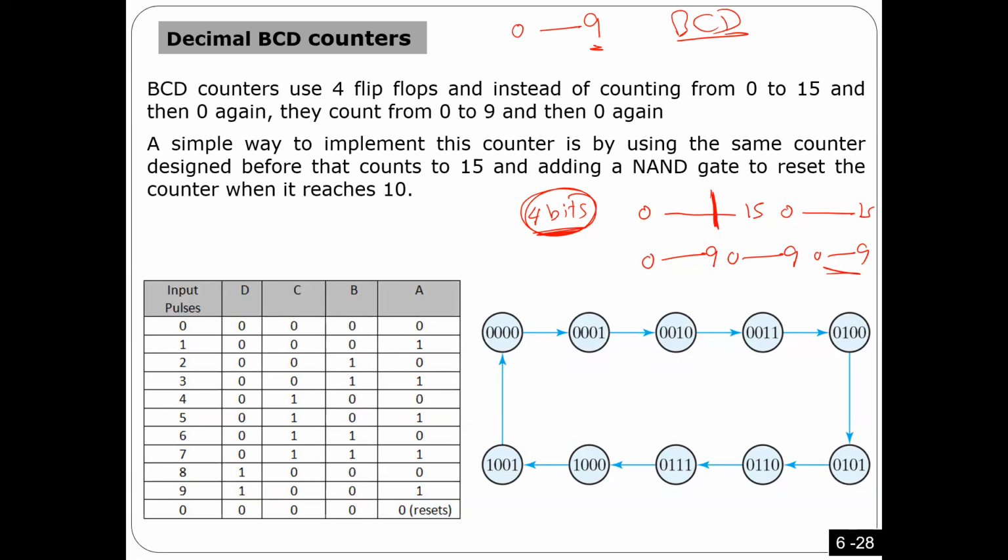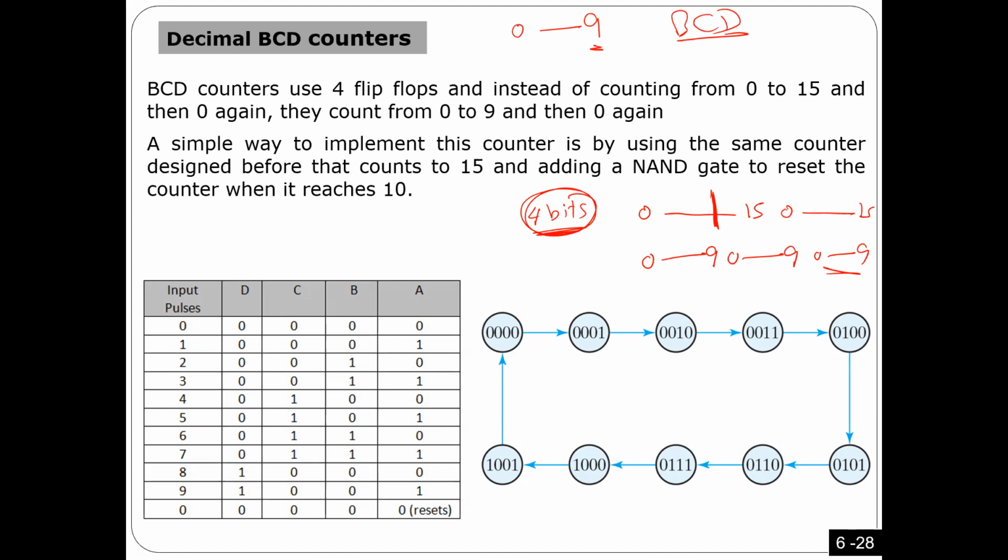Again, there are 2 ways to do it. You already have a state diagram here. I start from 0, 1, 2, 3, 4, 5, 6, 7, 8, 9. After 9 it should be 0 again. So you can start from the state diagram, make a state table, and then design the circuit, because this is a sequential circuit, similar to what we did before.